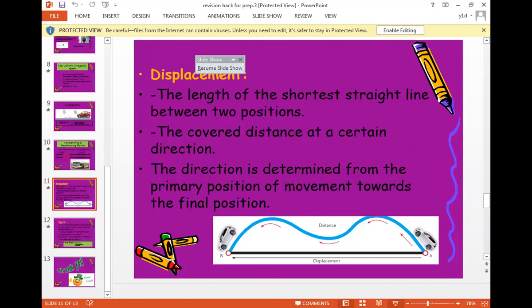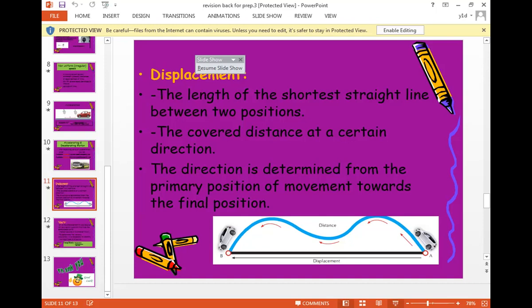Okay, we have finished accelerating and decelerating motion. After that, we will study in lesson 3 the vector and scalar quantities. What is meant by vector and scalar? Vector means we are concerned with direction. We have the difference between distance and displacement. What is meant by displacement? Displacement is the length of the shortest straight line between two positions.